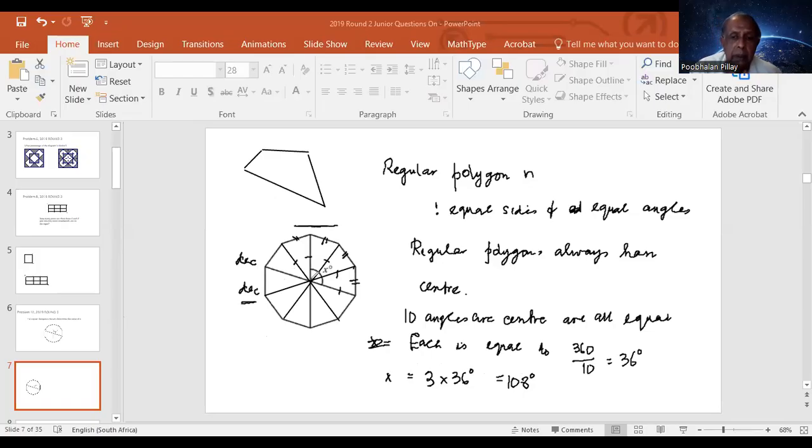So the important thing about this problem is that every regular polygon always has a center. And then you can have a radius, and all these will be equal. All right, so that is the solution to this problem. Let's get on to the next one.